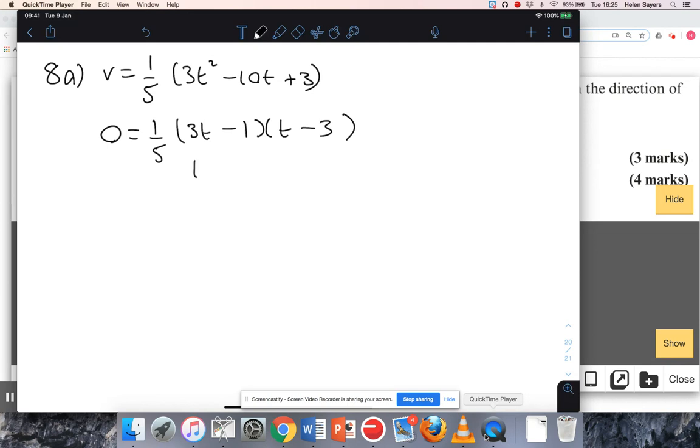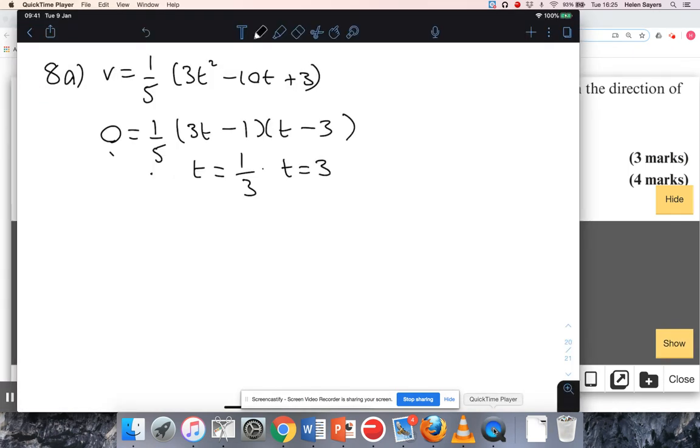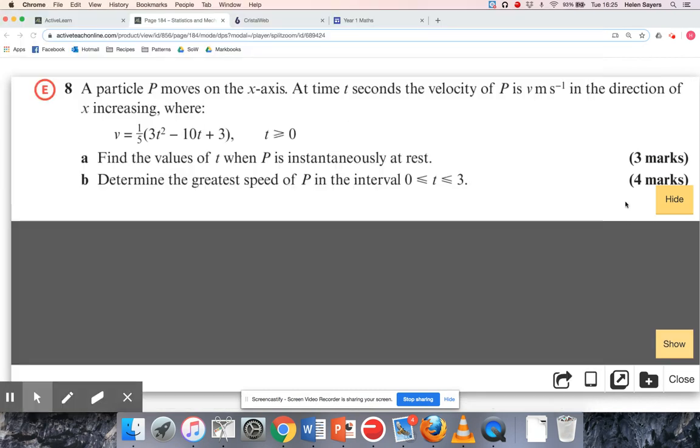Okay, so there's my two roots. So the fifth isn't affecting anything. In fact, when I put the 0 there, I could have just multiplied through by 5 and the fifth would have gone. So I've got t as a third and t is 3, and as we said, they said values of t. The only thing I think I want to add is seconds.